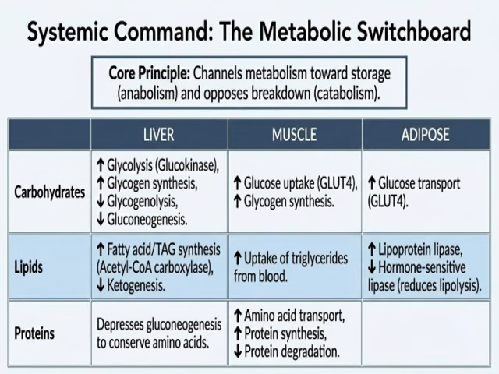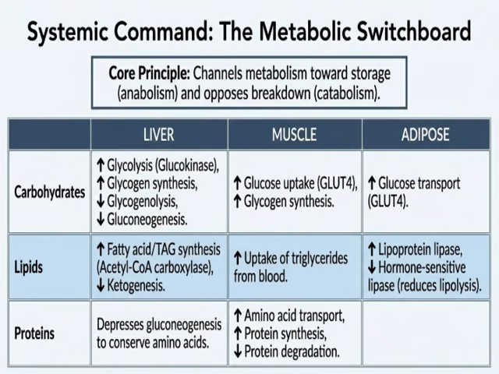So think of insulin as the master switch for anabolism and storage. In the liver, it turns on glycolysis and glycogen synthesis while shutting down glucose production, and in the muscle it drives glucose uptake and protein synthesis while stopping protein breakdown. In adipose tissue, it promotes fat storage by activating lipoprotein lipase and inhibiting hormone sensitive lipase to prevent the breakdown of stored fats.